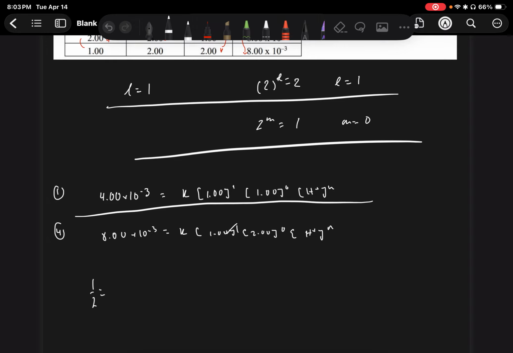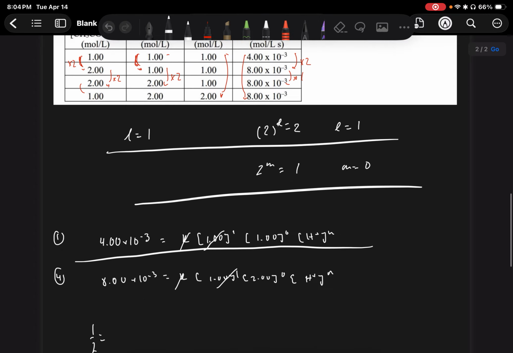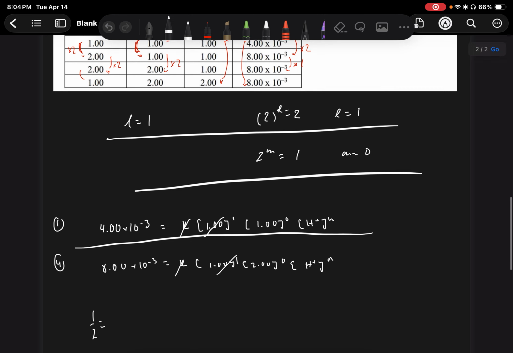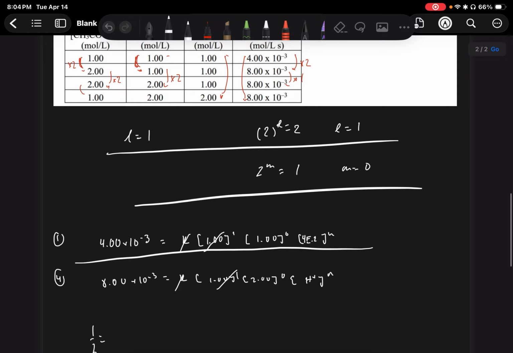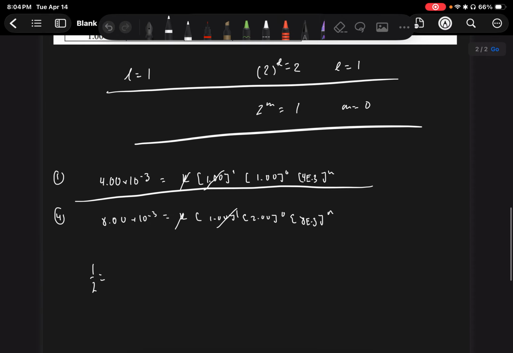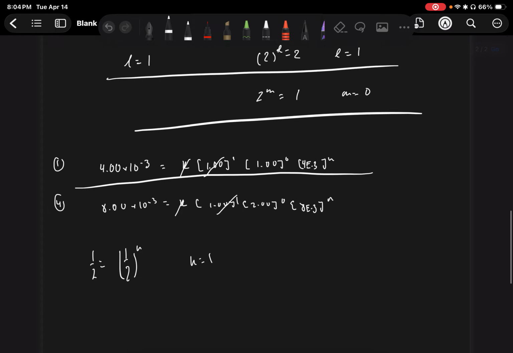So this cancels out. Oh wait, forgot to put in the H plus. So 8 divided by 4 divided by 1 over 2, and n equals 1. Okay, that was low-key challenging.